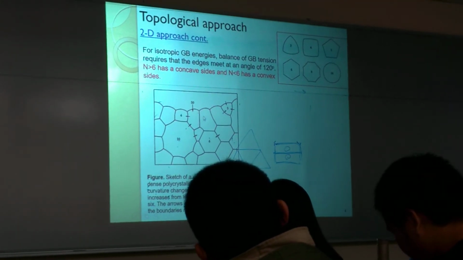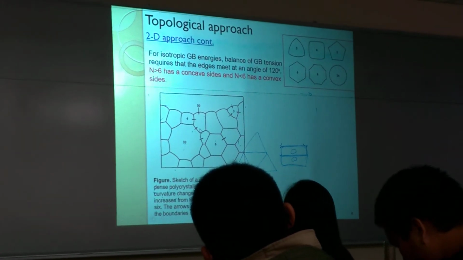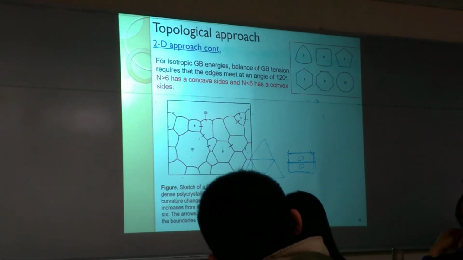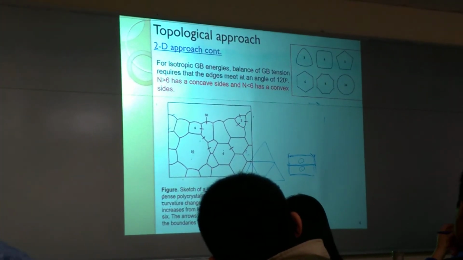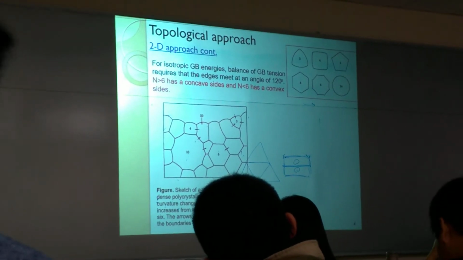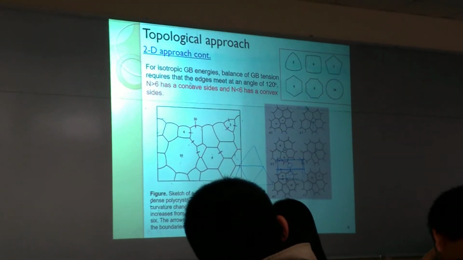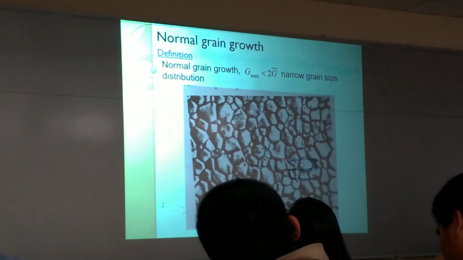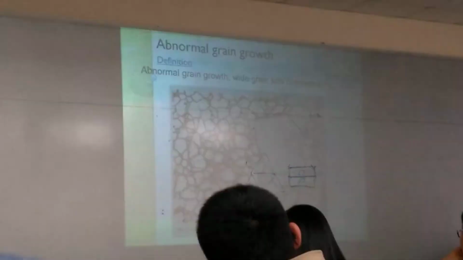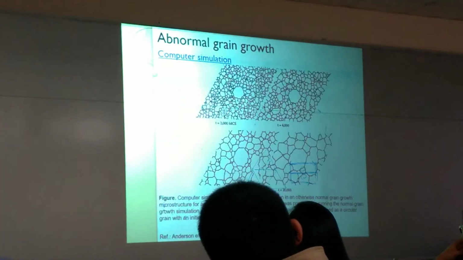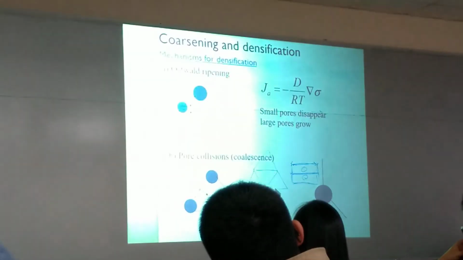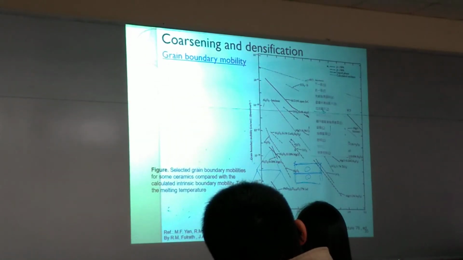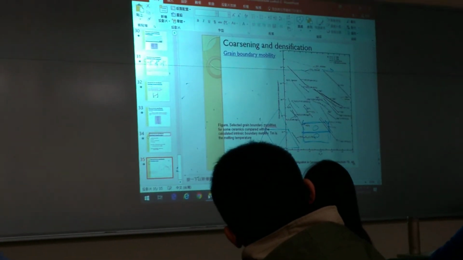So you can see that for this one, if your faces are fewer than 6, you will disappear. Your grain size will become smaller and smaller. If you have more than 6, you will grow. So this is the topological approach. This is easy. Normal grain growth was already mentioned. So I think that's all. Let me see the next.